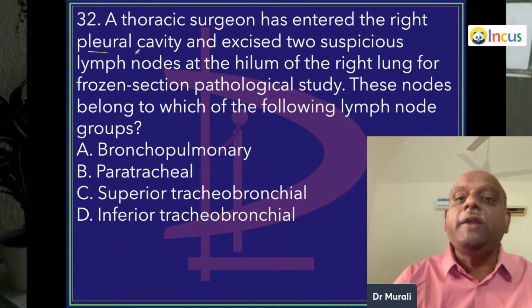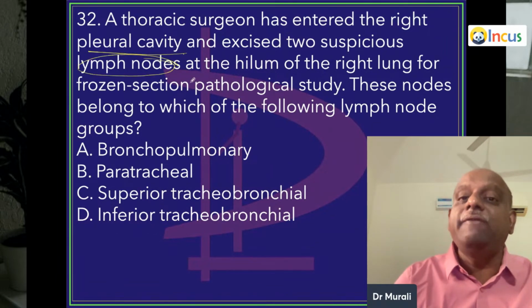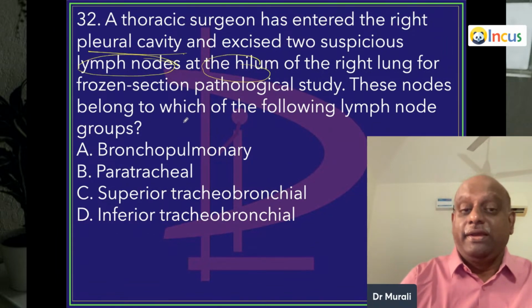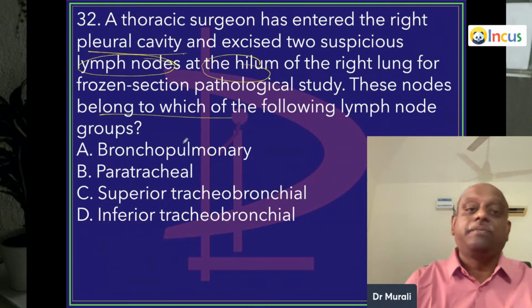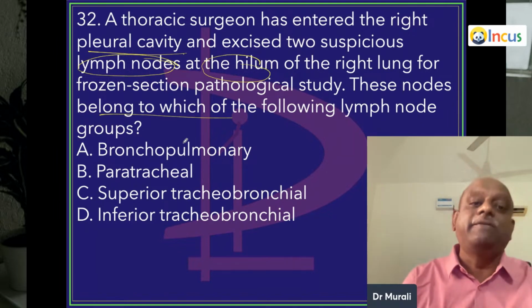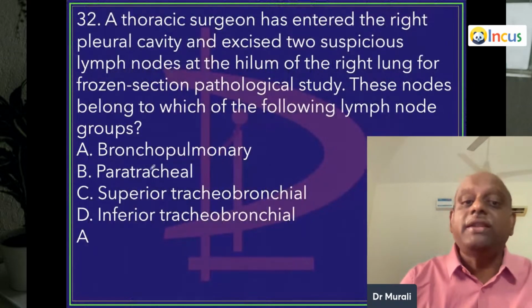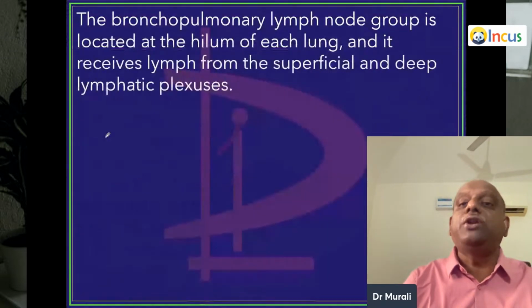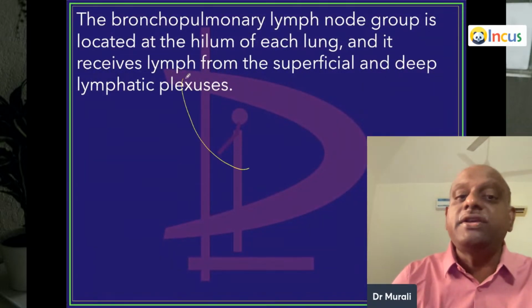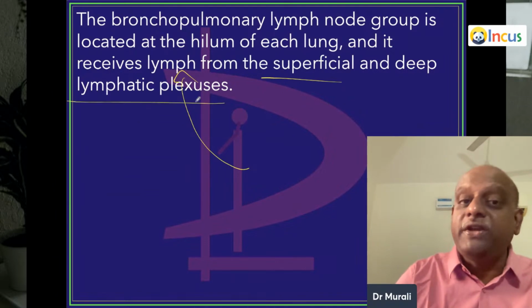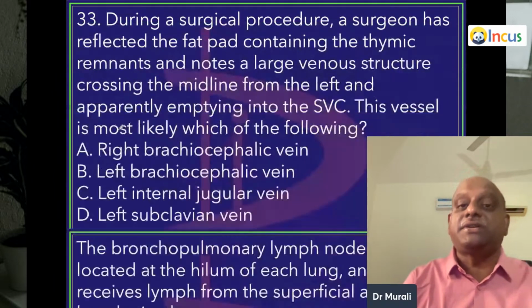You have entered the right pleural cavity and removed the lymph nodes at the hilum. Then these lymph nodes belong to which group? At the hilum, the bronchopulmonary lymph node group is located at the hilum of each lung, and it receives lymph from the superficial and deep lymphatic plexus.